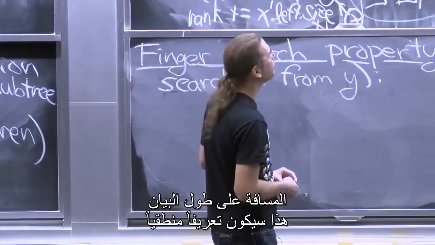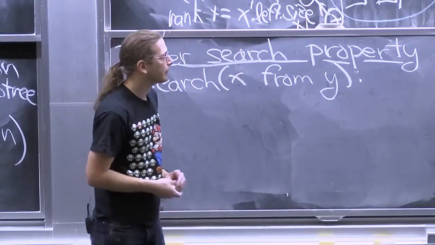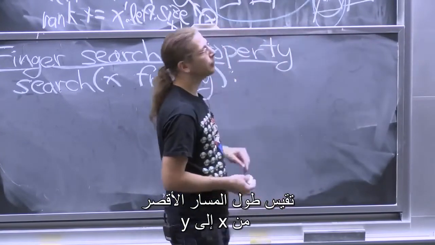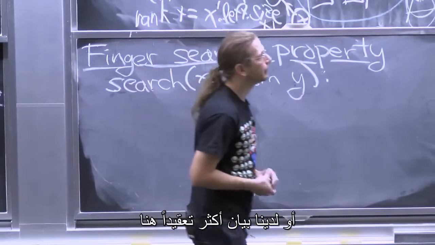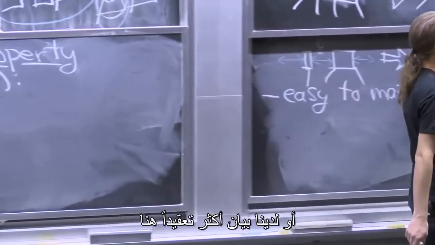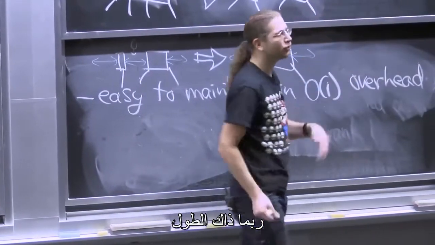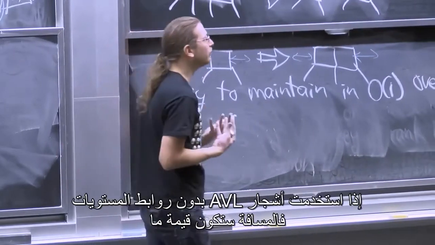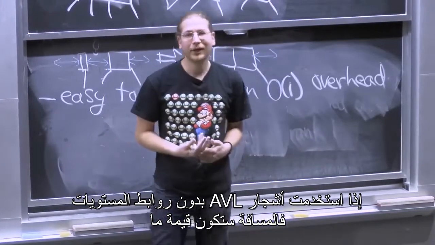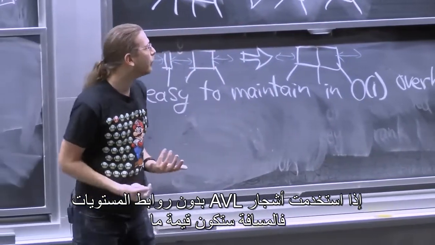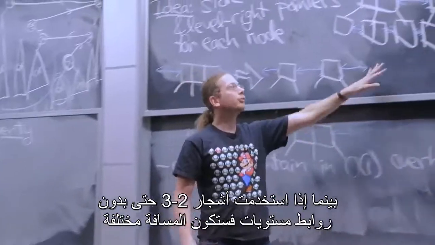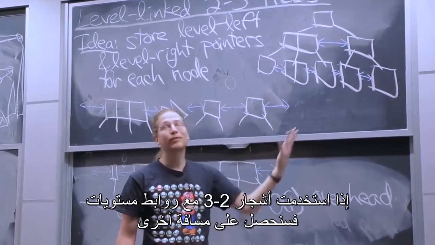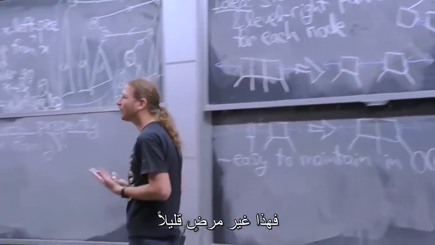Distance along the graph, that would be one reasonable definition. So I have a tree, which you can think of as a graph, and I measure the shortest path length from X to Y. Or if we have a more sophisticated graph, maybe that length. The trouble with the distance in the graph is that it's very data structure specific. If I use an AVL tree without level links, the distance could be one thing, whereas if I use a 2-3 tree, even without level links, it's going to be a different distance. If I use a 2-3 tree with level links, it's going to be yet another distance. So that's a little unsatisfying.